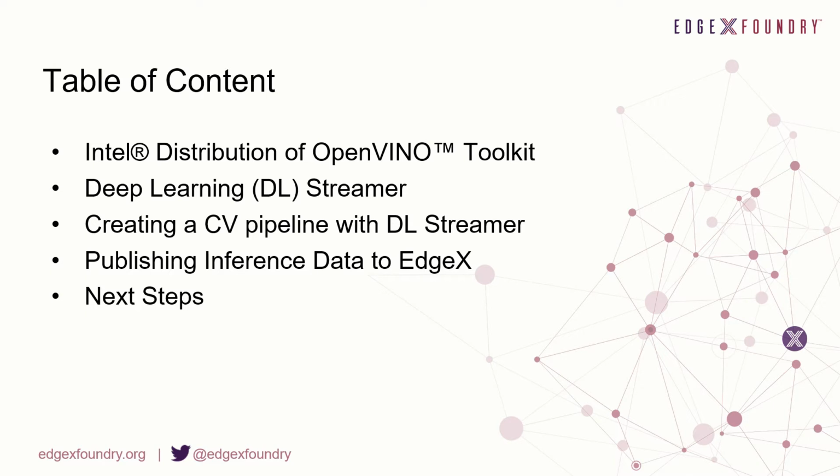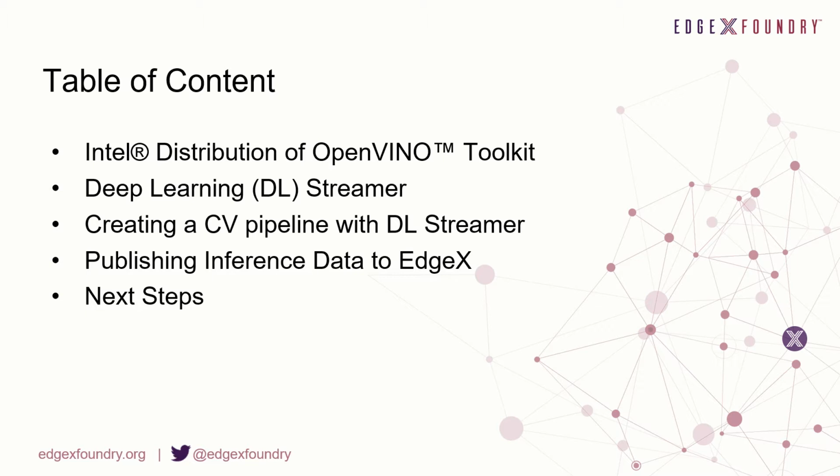Next, we are going to cover Deep Learning Streamer or DL Streamer, which is a tool that we can use to create deep learning pipelines using OpenVINO easily, just using the command line. We are going to cover how to use it, different features of it, and then we're going to create a computer vision pipeline using the DL Streamer.